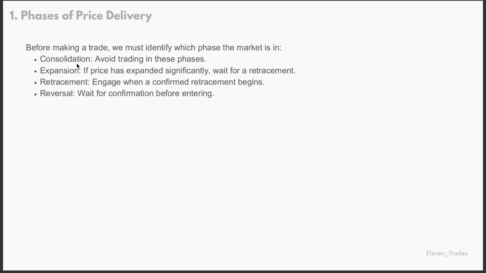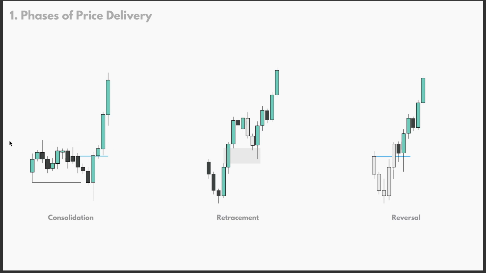Consolidation, we have to avoid that. Expansion, we want to engage ourselves within that. Retracement, we want to wait for a retracement towards an internal range liquidity. Reversal, we need a confirmation and then align ourselves with expansion. So here are the schematics.